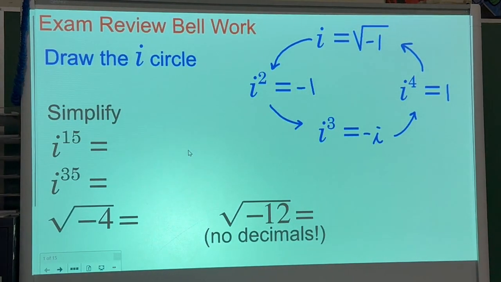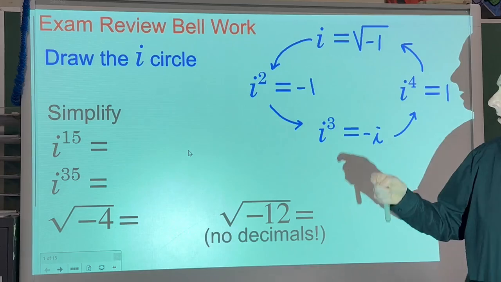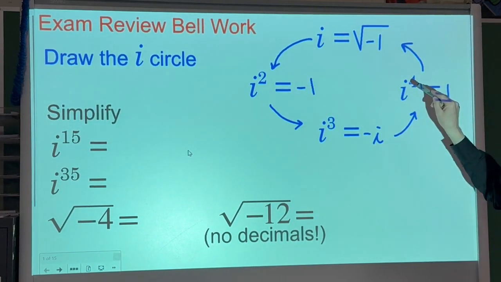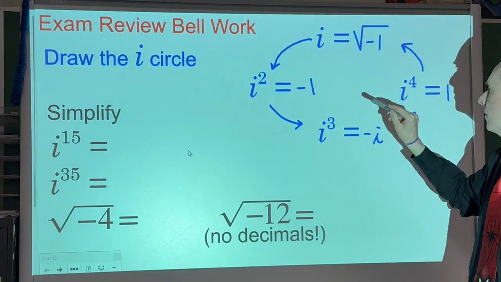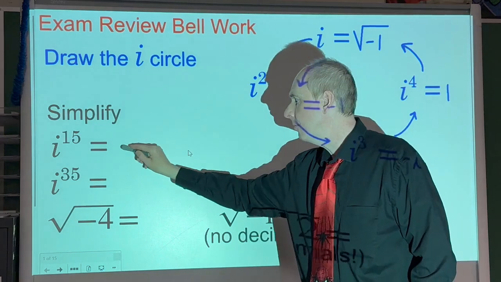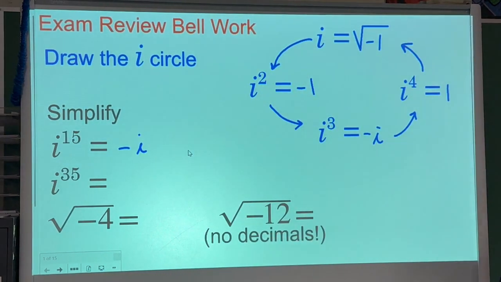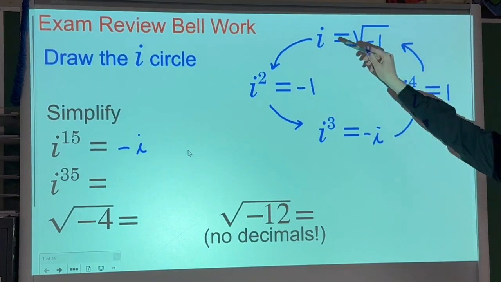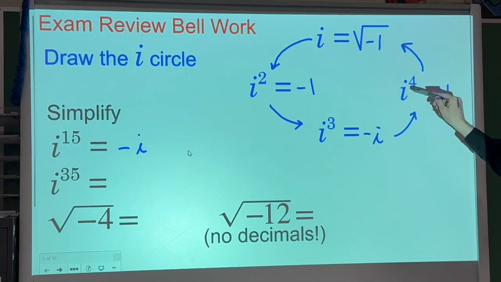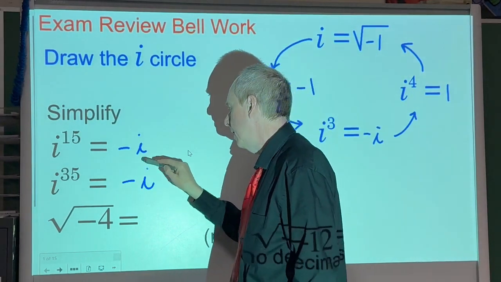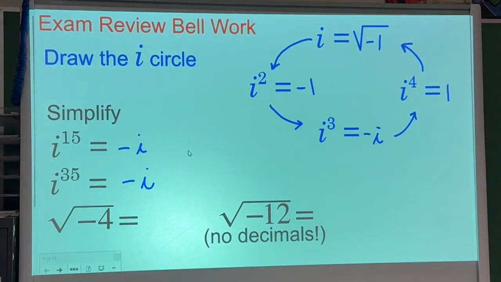Simplifying I to the 15th, we could just go in a circle, starting with I to the 1st, 2, 3, 4, 5, 6, 7, 8, 9, 10, 11, 12, 13, 14, 15 is here. This is equal to -I. 16, 20, 24, 28, 32, 33, 34, 35. Got the same thing again. Doesn't always happen, but sometimes it does. There's only 4 choices after all.